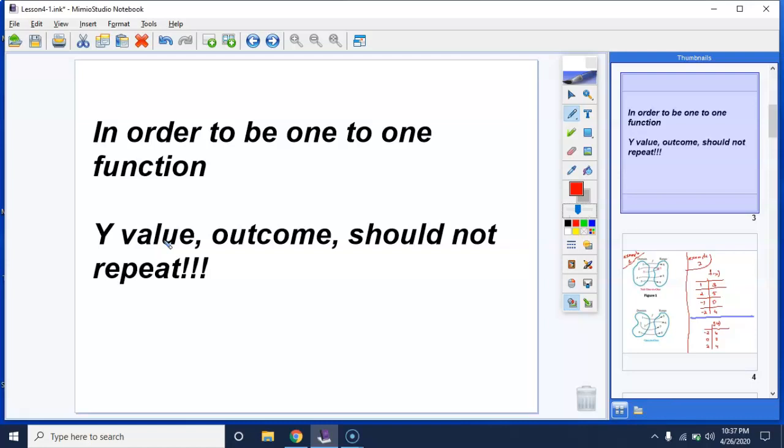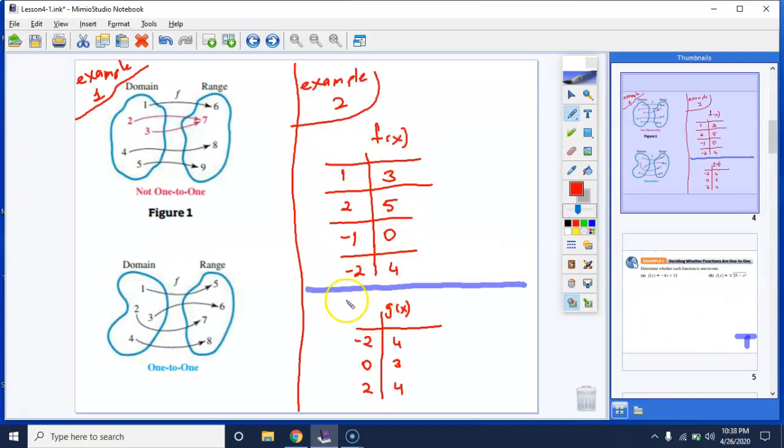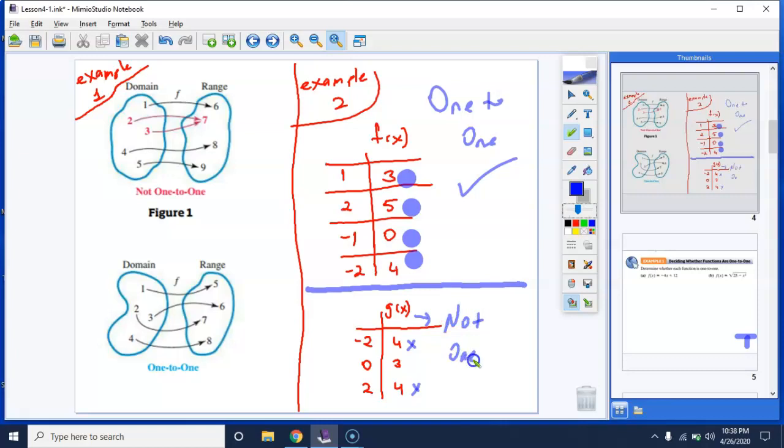Let's have a look at those examples. So let's have a look at the table first. As you see here, let's look at my y values, second values, right? Like 3, 5, 0, 4. So it looks fine. So this function should be a one-to-one function, right? We are good. But if you look at the second example, look at this one, 4 and 4. As you see, it's repeating. So this g(x) function, it's not a one-to-one function.